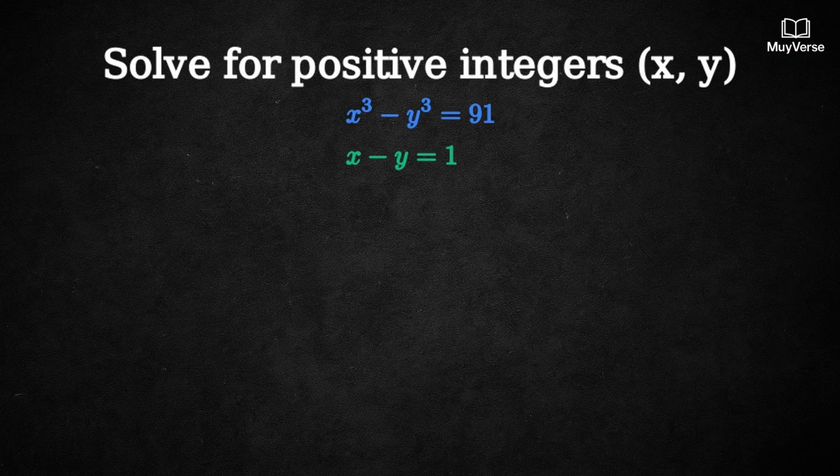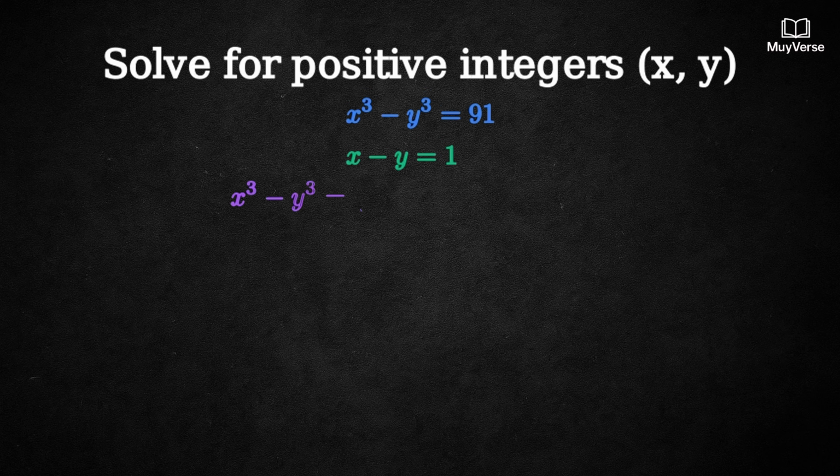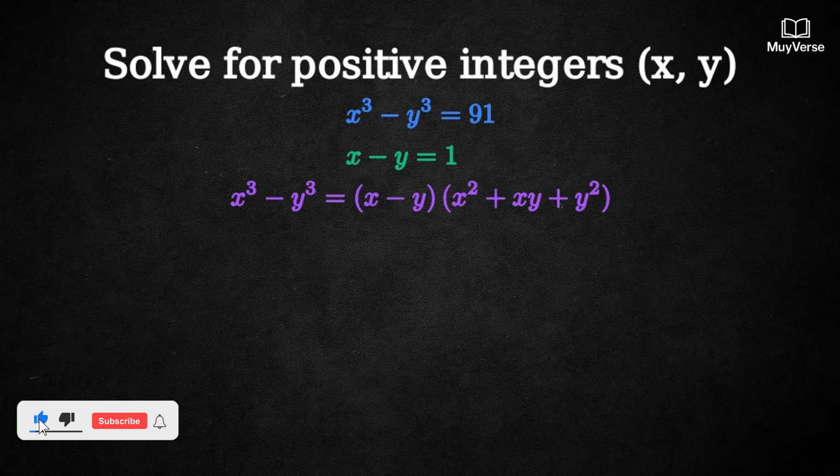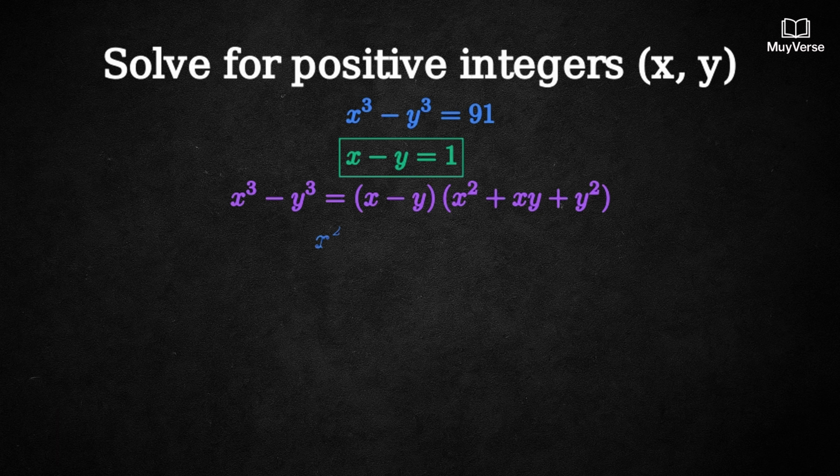Recall the factorization of a difference of cubes. X cubed minus y cubed equals (x minus y) times (x squared plus xy plus y squared). Because x minus y equals 1, the first equation becomes x squared plus xy plus y squared equals 91. From x minus y equals 1, we have x equals y plus 1.